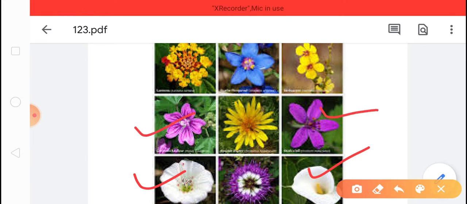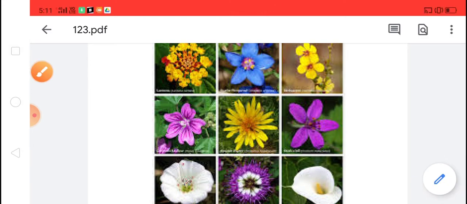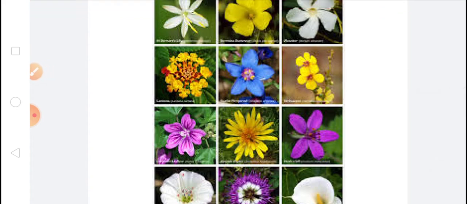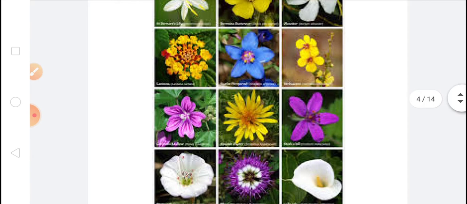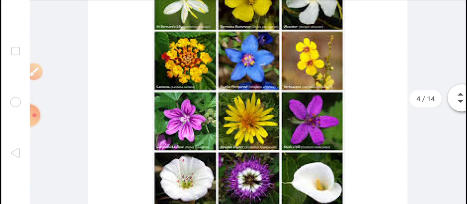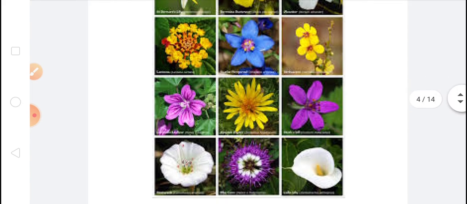So you have to write down whether the sepals or petals are joined, fused, or free. What is the color of the sepals? What is the color of the petals? And how many stamens and carpels are present in the flower? All these we have to study nicely. Collect some flowers and make careful observations.